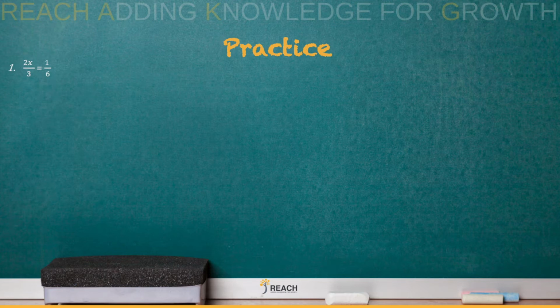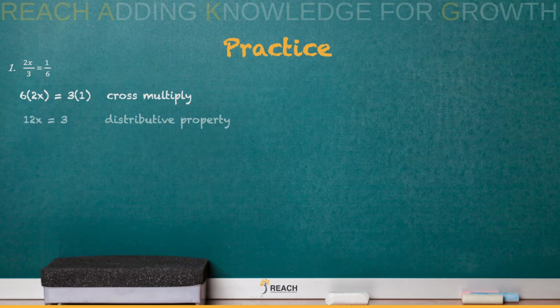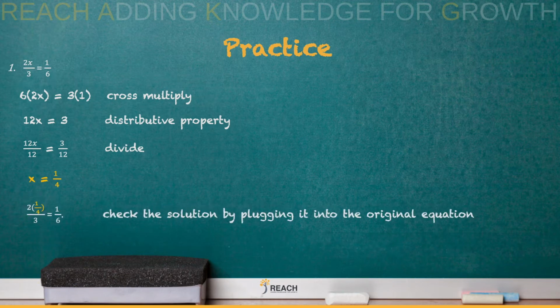Okay, this is case 1 because we have one fraction equals one fraction, so we're going to cross multiply and then do our distributive property, and then you just solve this one-step equation by dividing both sides by 12, so we get x equals 1/4. Now we must plug it back into the original equation to see if both sides are the same. As you see, we get 1/6 equals 1/6, so it works. So the final answer is x equals 1/4.